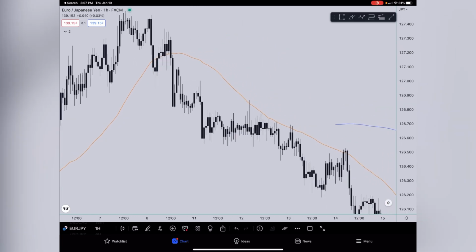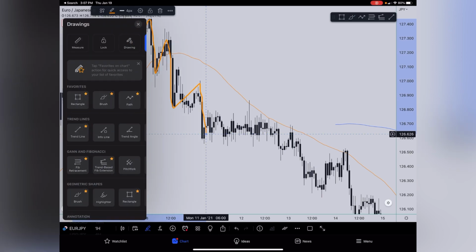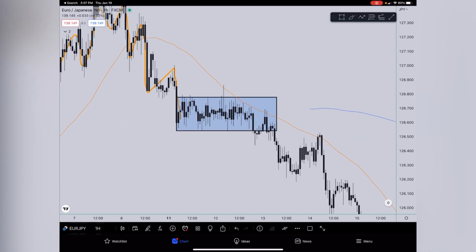Yes, here's one. So initially, look, we have the structure break, right? Start making lower lows. And right here, as you guys can see, we have our consolidation / accumulation. And what's interesting is price stays below the MA. Okay, very, very important to understand.